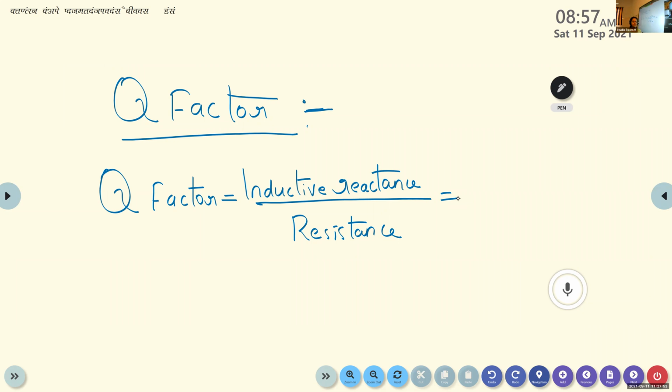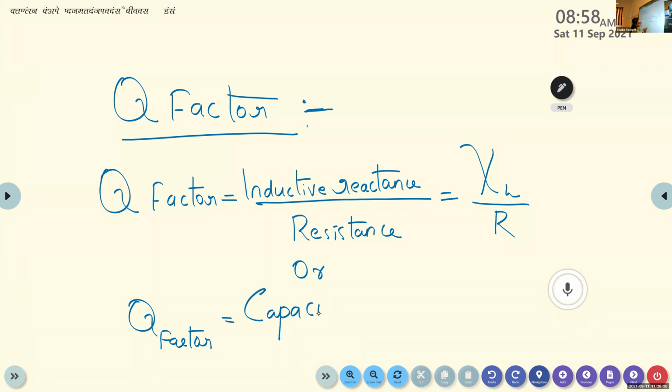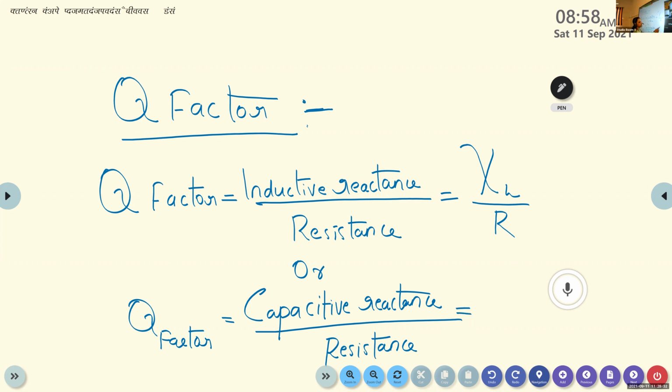How are we representing the inductive reactance? Inductive reactance is represented by chi L divided by resistance R, or it is the ratio of capacitive reactance to resistance. That is equal to chi C divided by R.